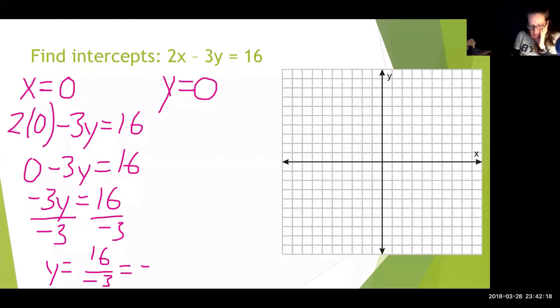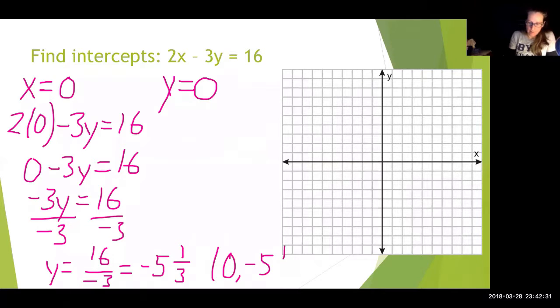Don't forget your negative sign. It goes in 5 times, and what do we have left over? Well, we have 1/3 left over. Not so bad. So our intercept is going to be (0, -5 1/3). So let's graph that. 0, and then -5. 1, 2, 3, 4, 5, and 1/3 is right there.